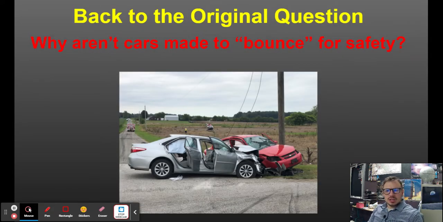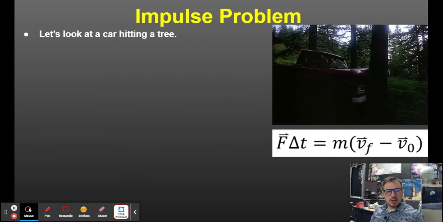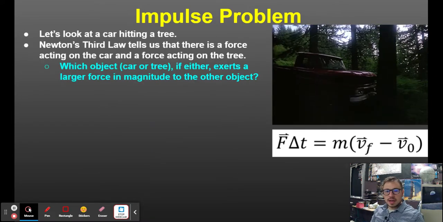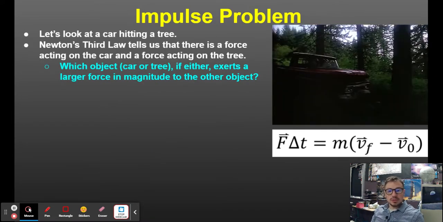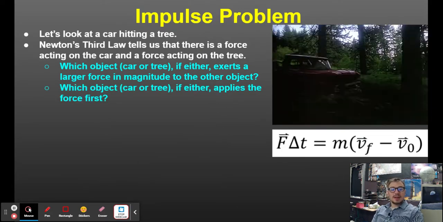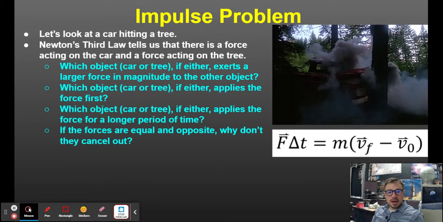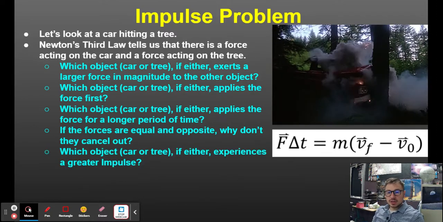So now let's answer this question though. Why aren't cars made to bounce off each other for safety? If we look at impulse, if we look at a car hitting a tree, we know that they're going to apply the same force to each other, the opposite and equal forces. We know that they both applied that force at the exact same time for the same amount of time. Now they're equal and opposite, but they don't cancel out because one force is acting on the car, the other is acting on the tree.